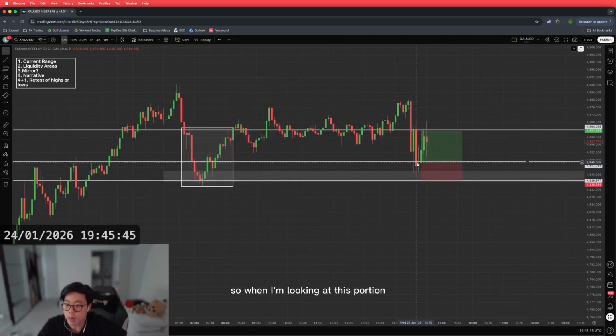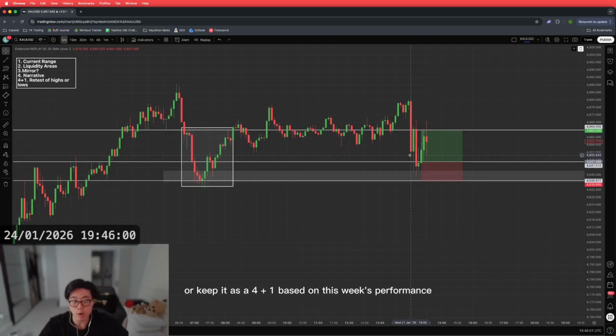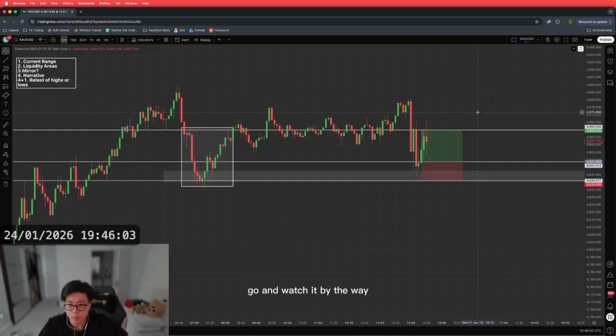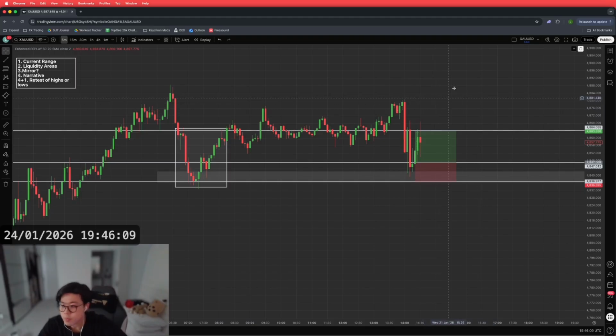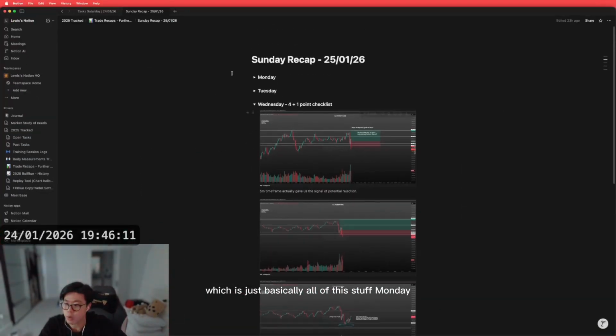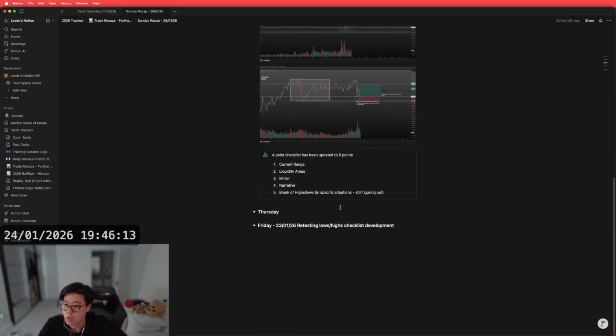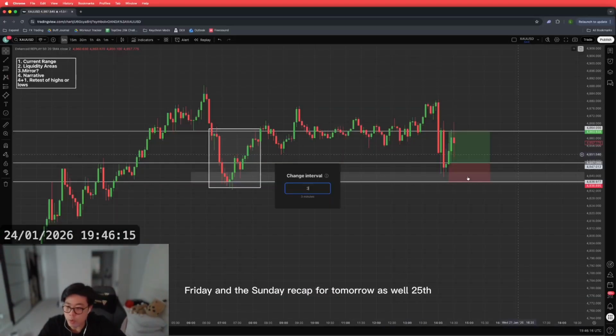So when I'm looking at this portion, the only thing that we need to align now is your narrative and the retest of highs or lows, which I'm still deciding whether it should be a mandatory thing, so that would be a fifth point of the checklist, or keep it as a 4+1. Based on this week's performance, go and watch it, by the way, and it's in your Notion from the 21st till the 23rd, which is basically Monday, Tuesday, Wednesday, Thursday, Fridays, and the Sunday recap for tomorrow as well, 25th.